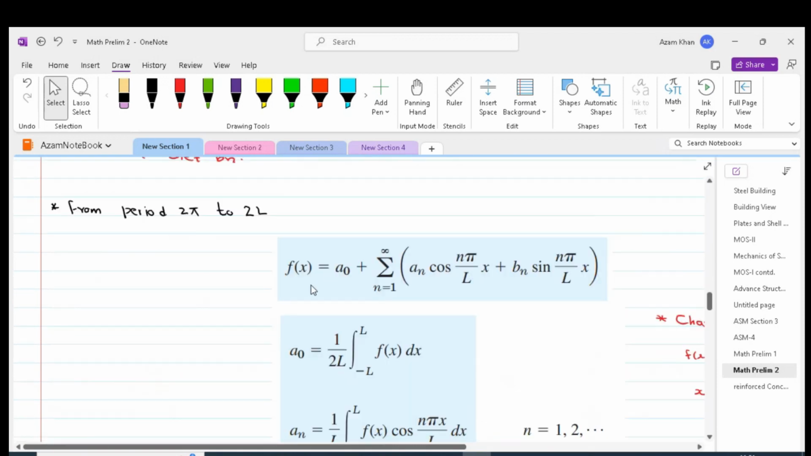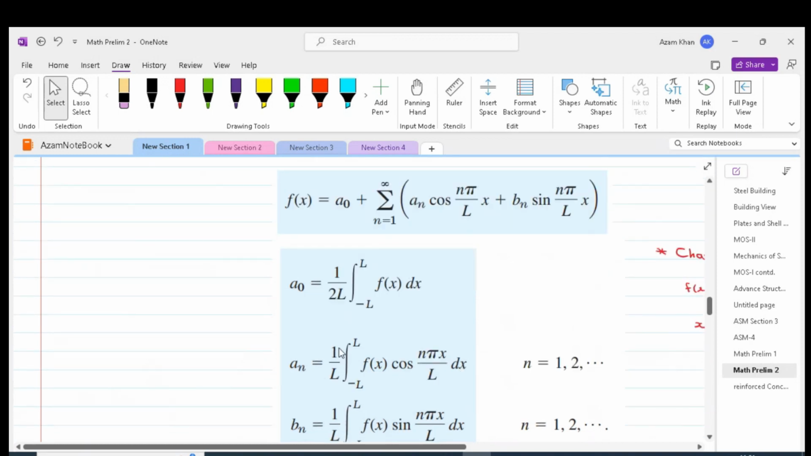For an arbitrary period, we can write the Fourier series as a naught plus the summation from n equal to 1 to infinity of an cos n pi x over L plus bn times sin n pi x over L, where a naught is 1 by 2L times the integral from minus L to plus L of f of x dx. An is equal to 1 by L times the integral from minus L to plus L, where inside the integral we have f of x times cos n pi x over L dx.